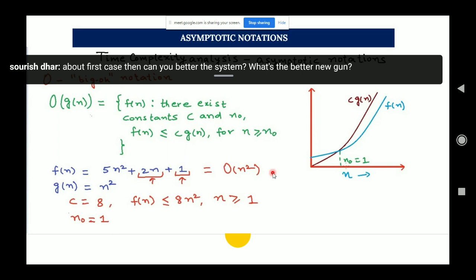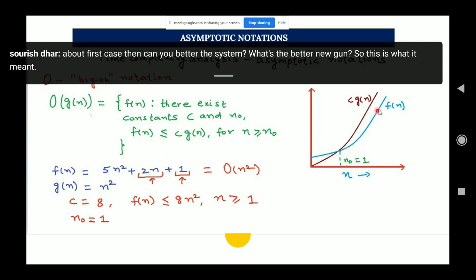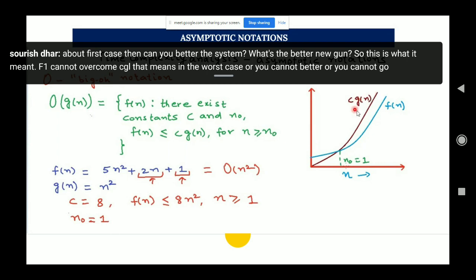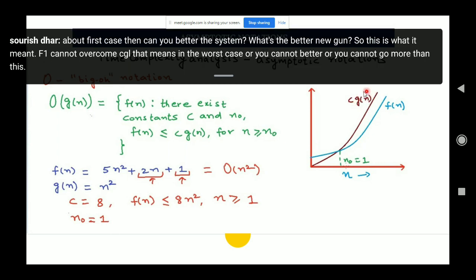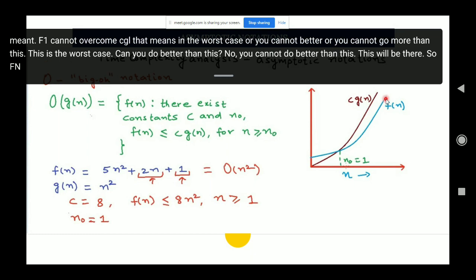So this is what it meant. Fn cannot overcome Cgn. That means in the worst case, you cannot go more than this. This is the worst case. Can you do better than this? No, you cannot do better than this. So Fn will always be less than Cgn, always in the worst case scenario. Did you get the point here?